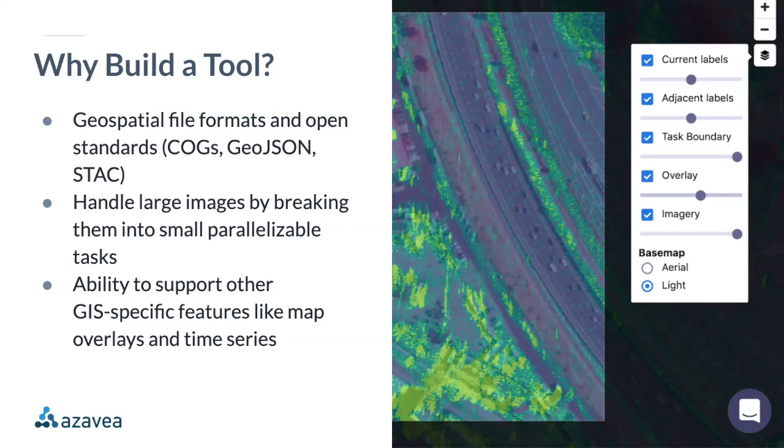And then, since it's our own tool, we have the ability to add other GIS-specific features, like the ability to add map overlays, and some of these things you can see over here on the right. So, we can switch between different base maps. We have transparency sliders. You can see labels that are in adjacent tasks that other people have labeled and things like that. And, in the future, we want to add support for things like time series of imagery, which comes up a lot.